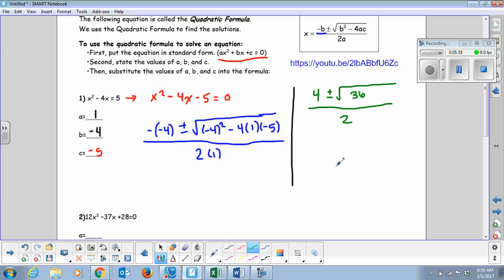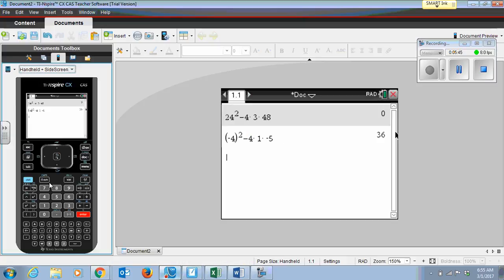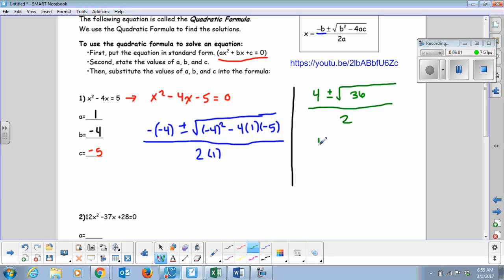Okay, from here, I'm going to look at the square root, and I can see the square root of 36. If you're looking for that symbol over here, it's just control and then x squared. If you look above x squared, you see that little square root symbol, and you can put 36. So my square root of 36 is 6. So now I have 4 plus or minus just 6, and then all of this is divided by 2.